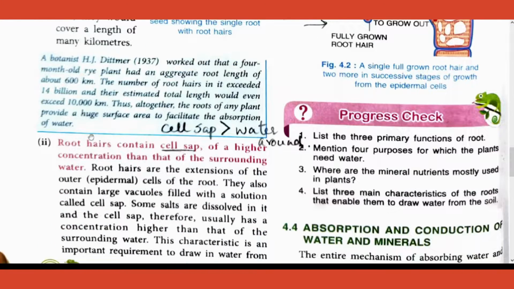Second point is that root hair has cell sap which has a higher concentration of water than the surrounding. Therefore, it absorbs water more through a process called osmosis. About osmosis, we are studying in detail later. So right now, just write this point.